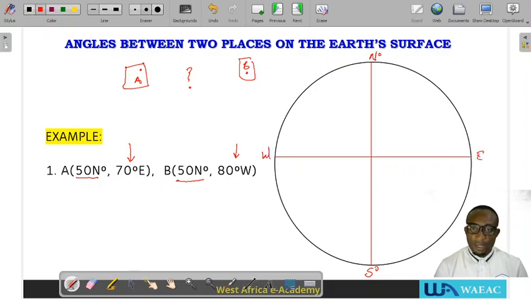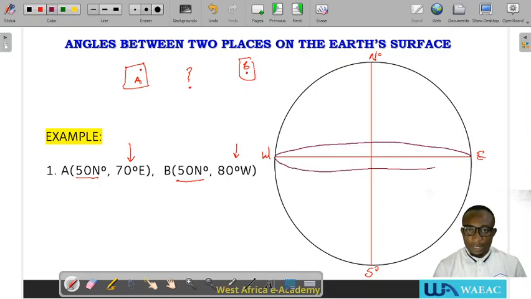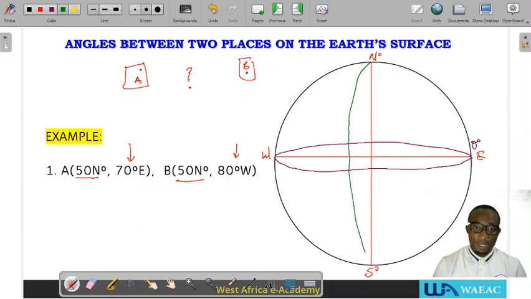West, east. Having done that, the next thing we need to do is to introduce our equator. Our equator is the reference point to calculate our latitude. Please don't forget that. This is the equator, and it's 0 degree. That's the reference point for latitude. And the prime meridian is the reference point to calculate our longitude.